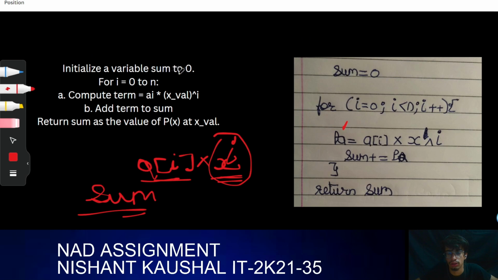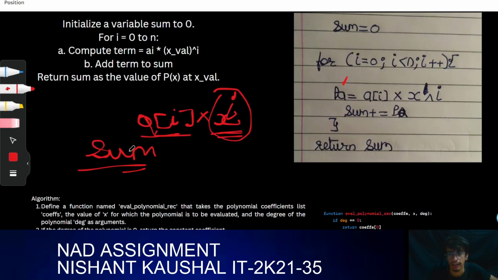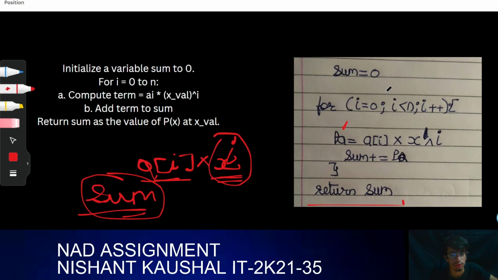So the algorithm will be: initialize a variable sum to 0, for i equals 1 to n, compute a[i] times x raised to the power i, and add it to the variable sum, and return sum as an answer. So this is the code.